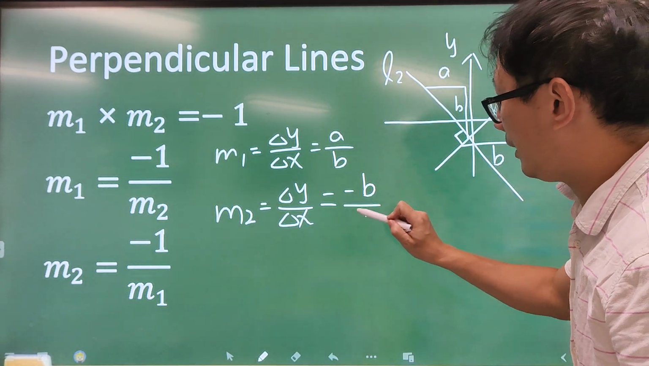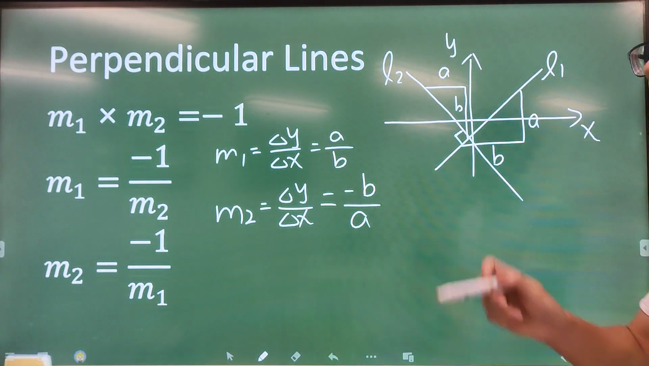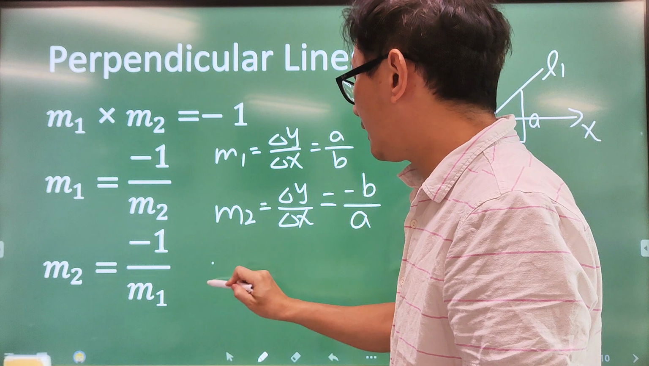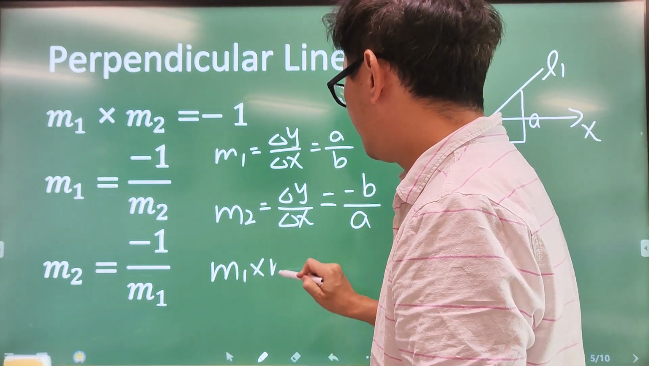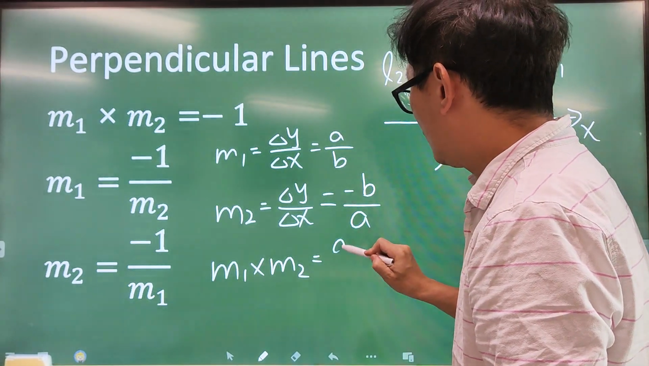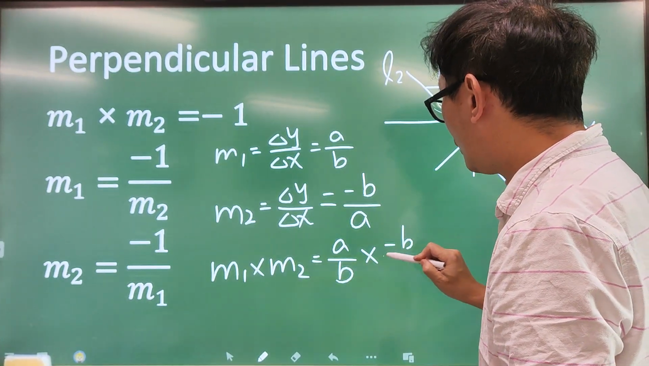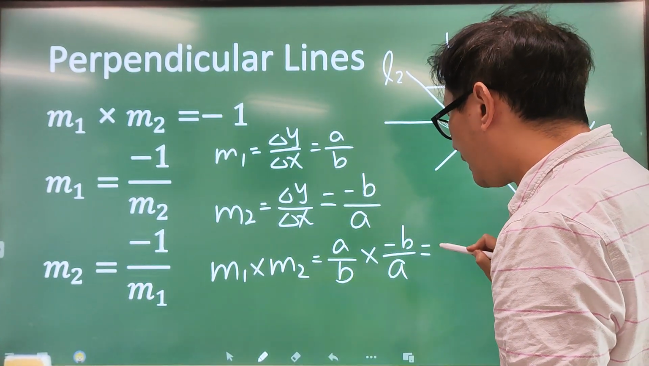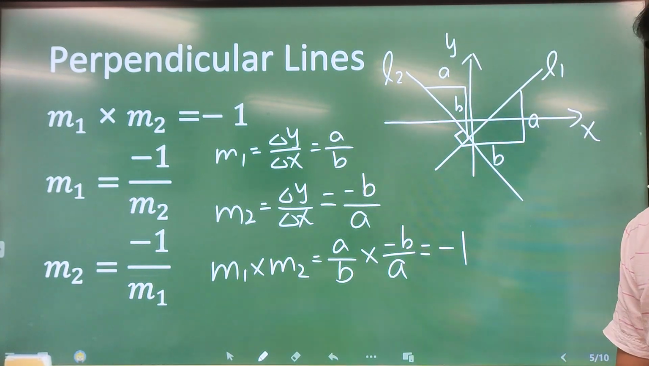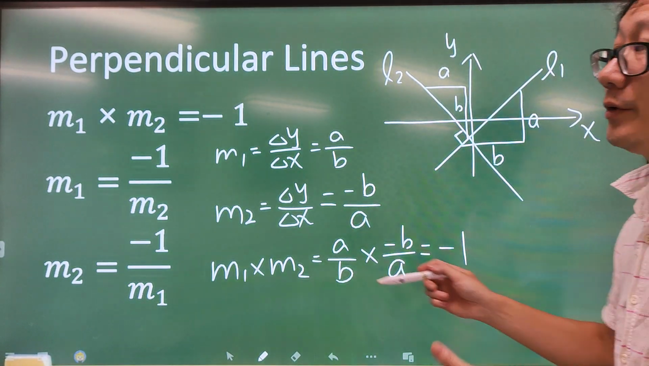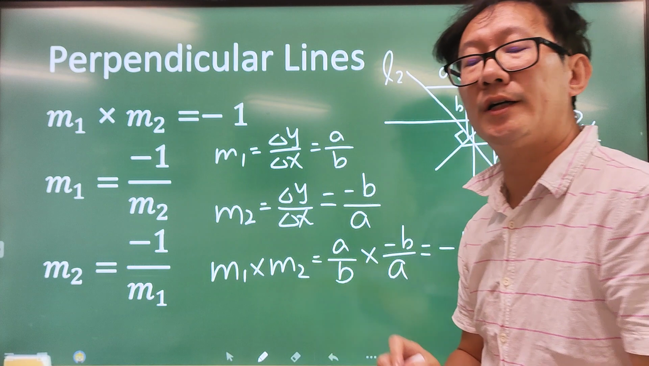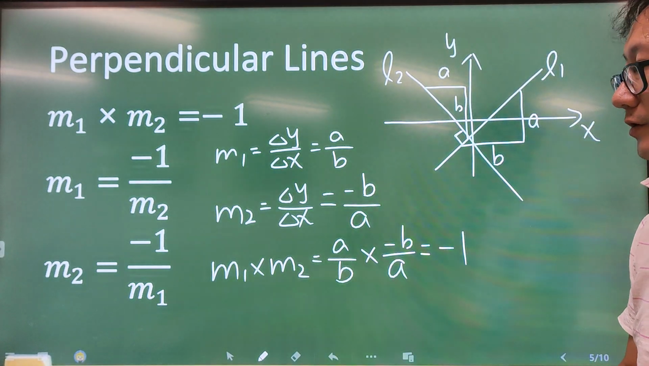If we multiply the two gradients together, we get A over B times negative B over A, and that is negative 1. Or another way to think of it would be they are the negative reciprocals of each other.